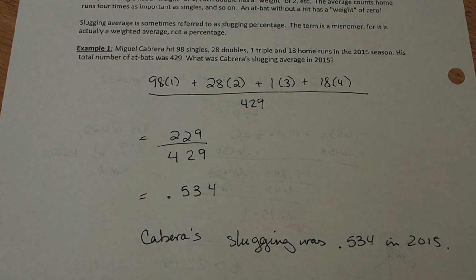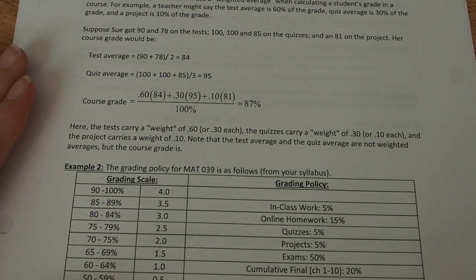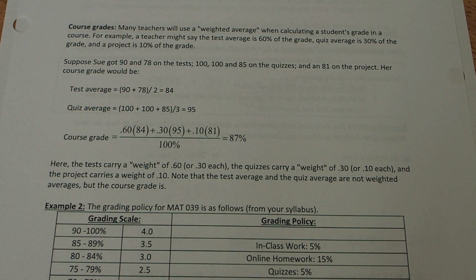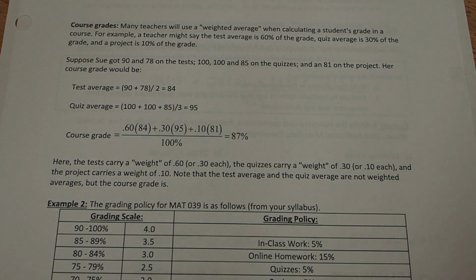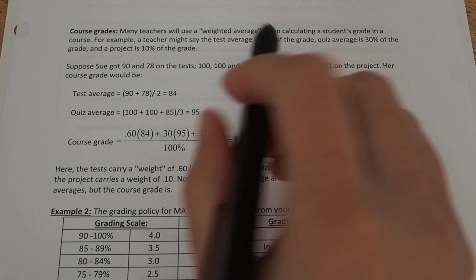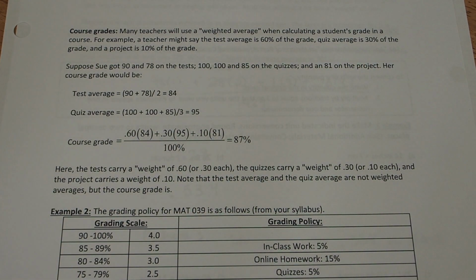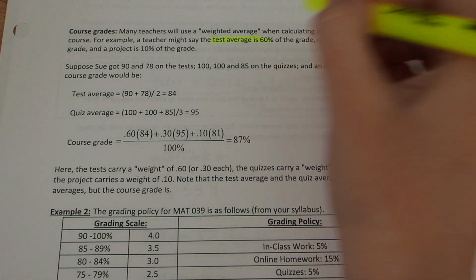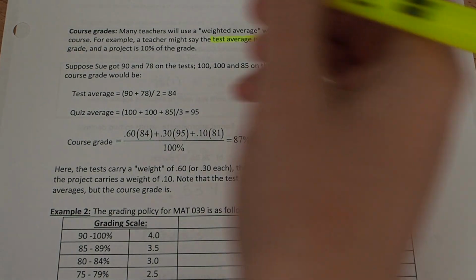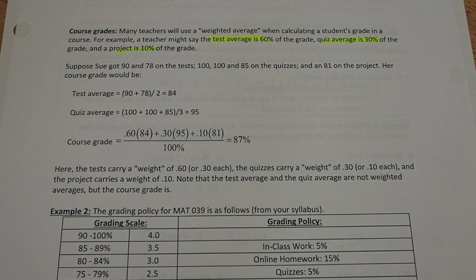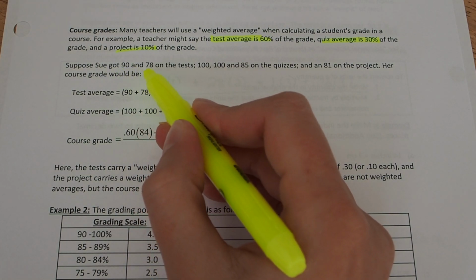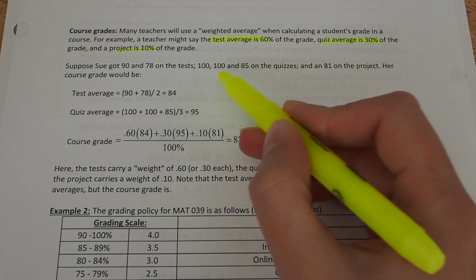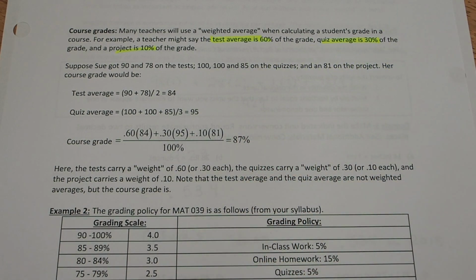Okay. Now, where you might see weighted averages more commonly in your life is in grading. Like this course, for example, uses a weighted average to compute the grades. Okay. In this example, we're looking at a sample course on the top of the page right here, where tests average are 60%, quiz averages are 30%, and project averages are 10%. So in this example, Sue got 2 different scores, 90 and 78 on her tests, and 3 different quiz scores, 100, 185, and then she got an 81 on her project.